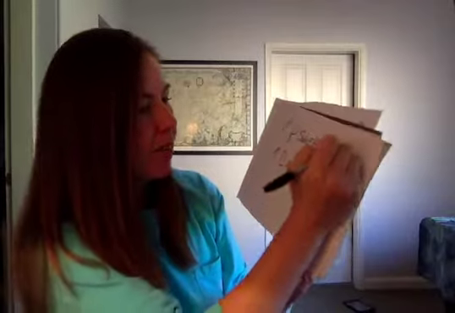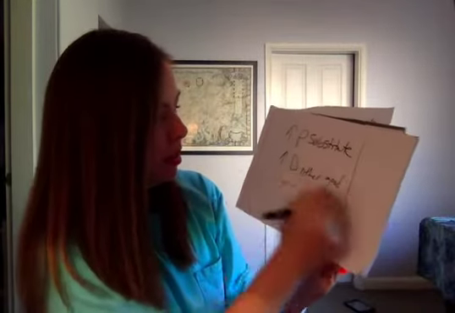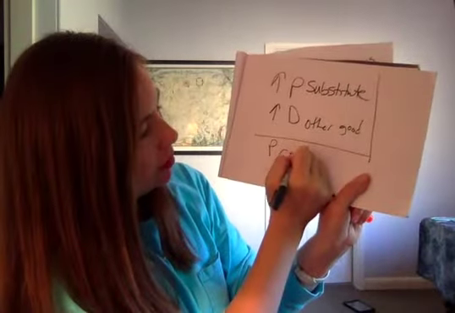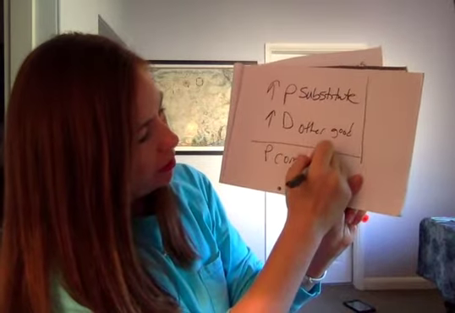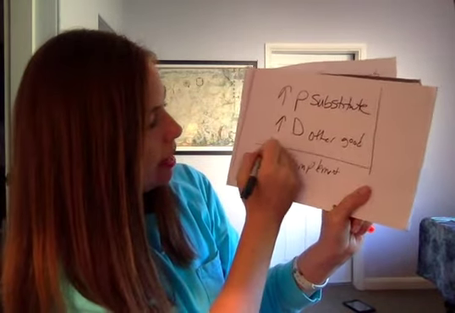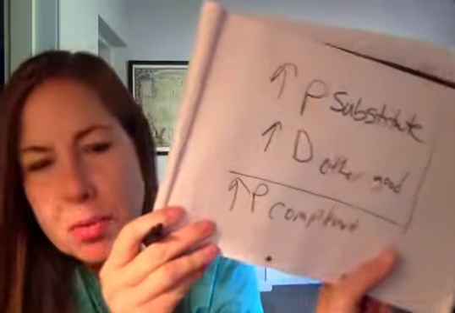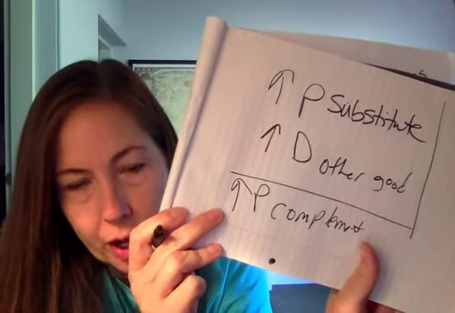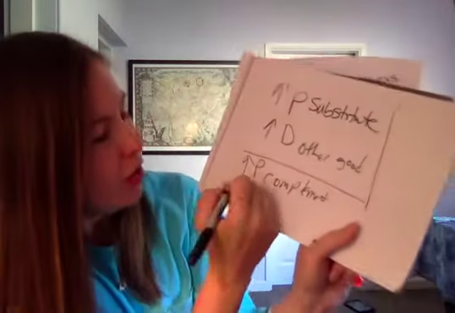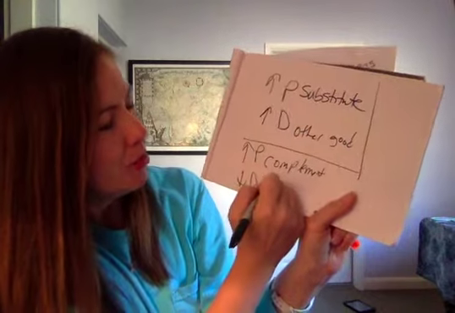So if the price of a complement were to go up, now it's more expensive for you to buy your breadsticks or your Coke to go with your pizza, then you're going to buy fewer pizzas.